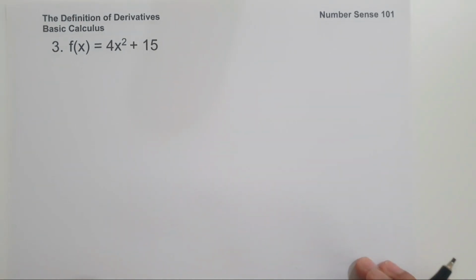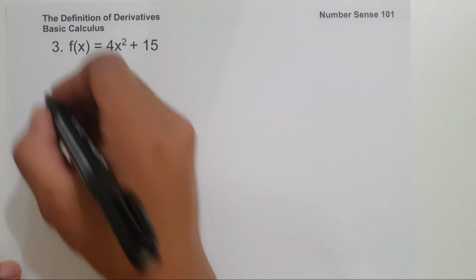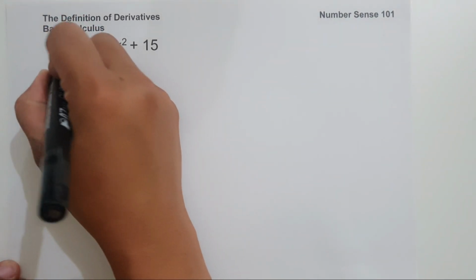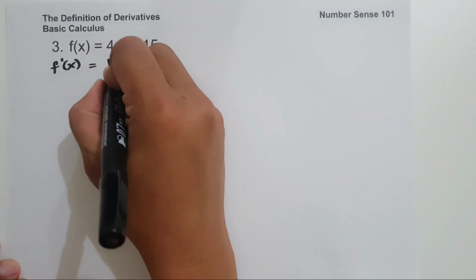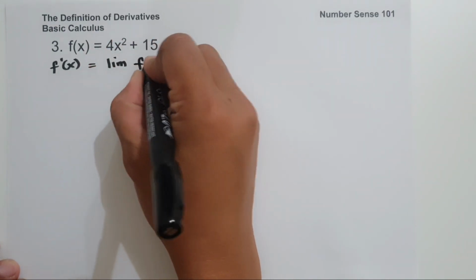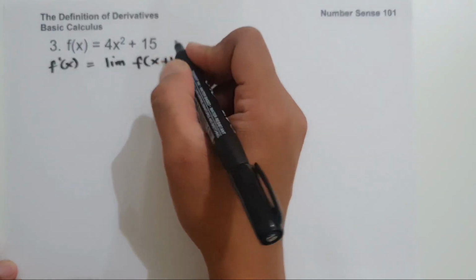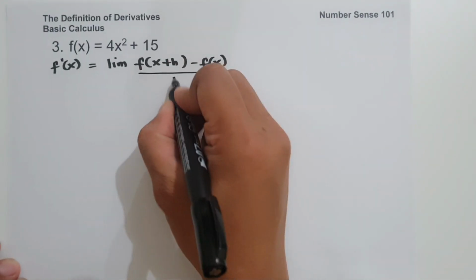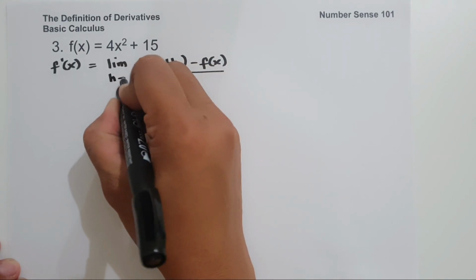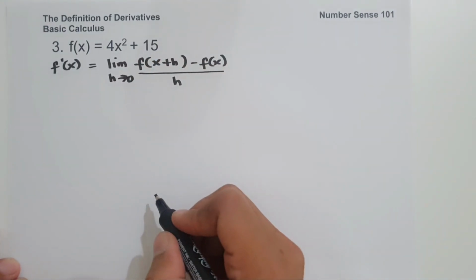On example number 3, f of x equals 4x squared plus 15. So let us solve this one using the definition of the derivatives. So let us have f prime of x is equal to limit of f of x plus h minus f of x all over h as h approaches 0.